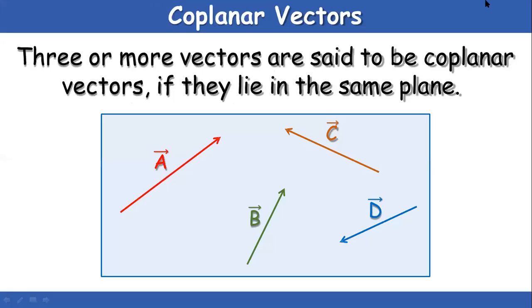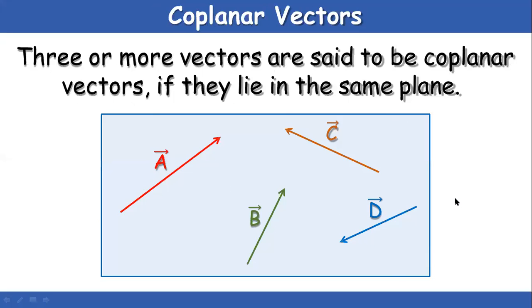The next type of vectors are coplanar vectors. Coplanar means they are lying in the same plane. They are lying within the same plane. These vectors are called coplanar vectors. See the vectors A, B, C, D. They are lying in the same plane. These vectors are called coplanar vectors.